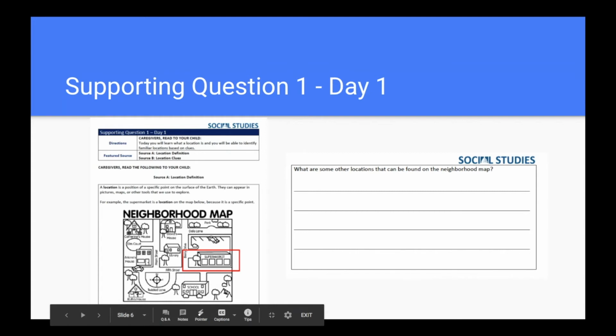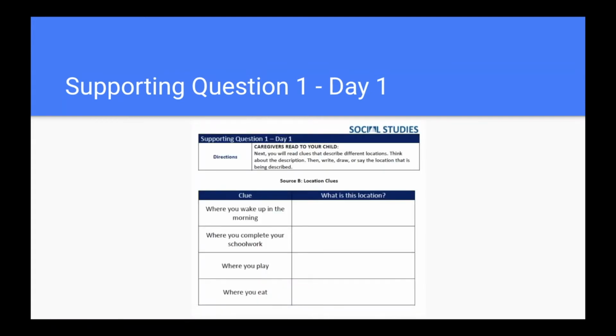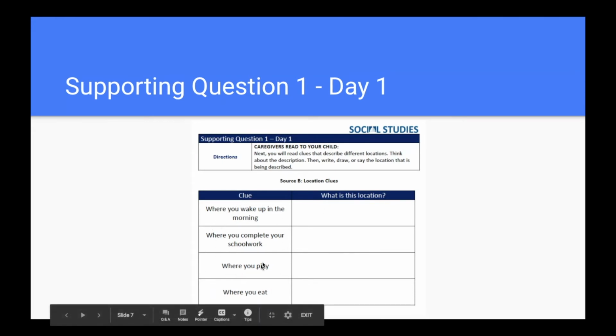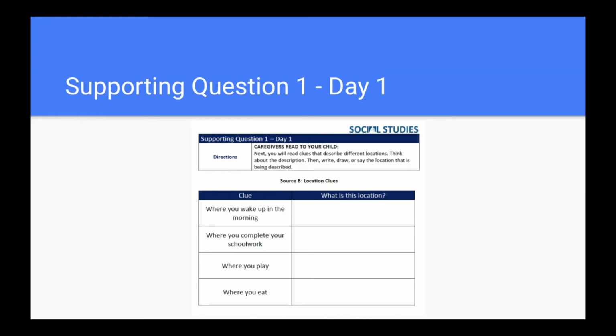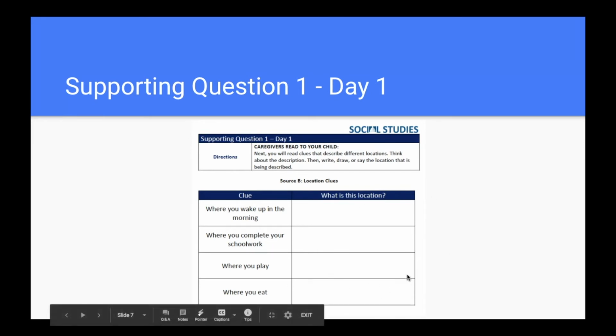After you are finished exploring the map, you're going to play a game. You will listen as your adult reads clues aloud to you describing different locations. Listen to the clues carefully. Then write or draw the location that is being described in this box here.